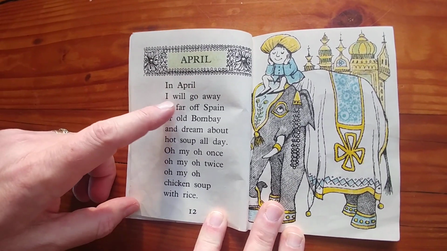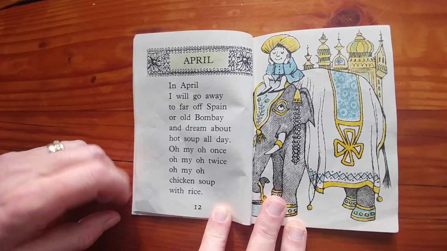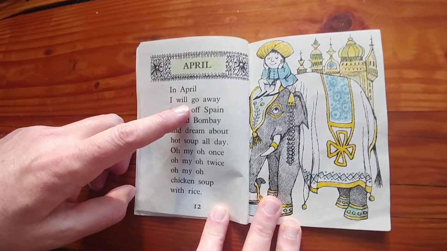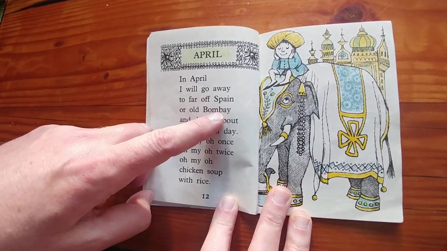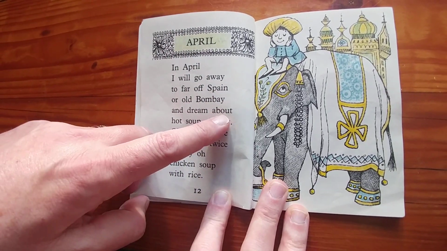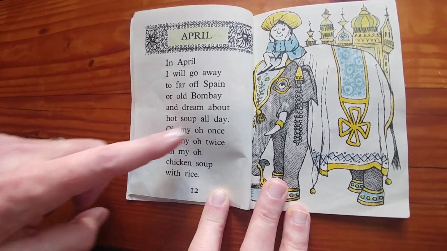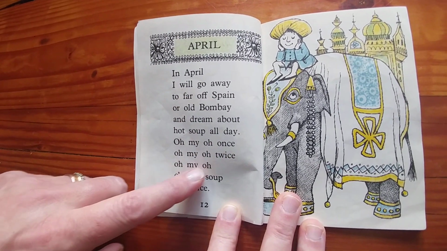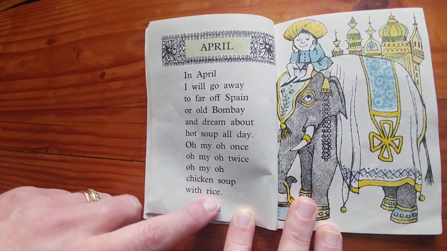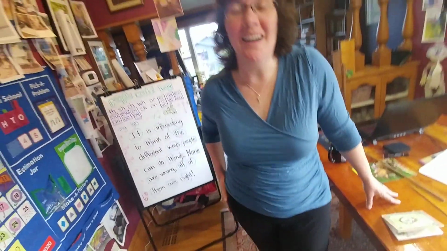In April, I will go away to far off Spain or old Bombay and dream about hot soup all day. Oh my, oh once, oh my, oh twice, oh my, oh chicken soup with rice. No E words. That's wild.